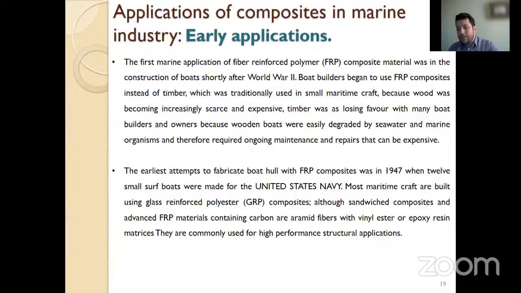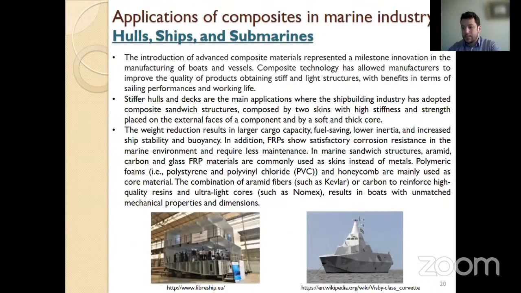The earliest attempt to fabricate a boat hull with fiber reinforced polymer composite was in 1947, when 12 small surf boats were made for the United States Navy. Most maritime crafts are built using glass reinforced polyester composite, although sandwich composites and advanced fiber reinforced polymer materials containing carbon or aramid fibers with vinyl ester and epoxy resin matrices are commonly used for high performance structural applications. For the application of this composite in the marine industry, we can find them in hulls, ships, and submarines.